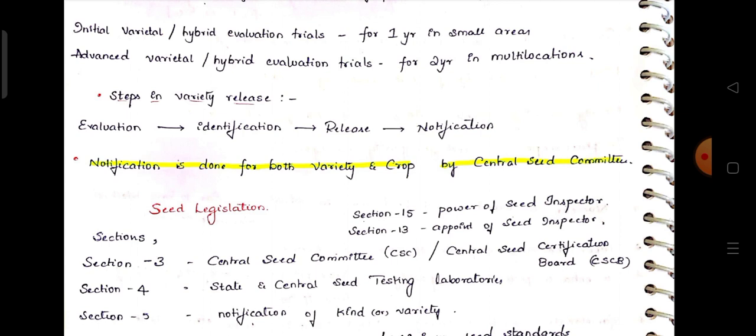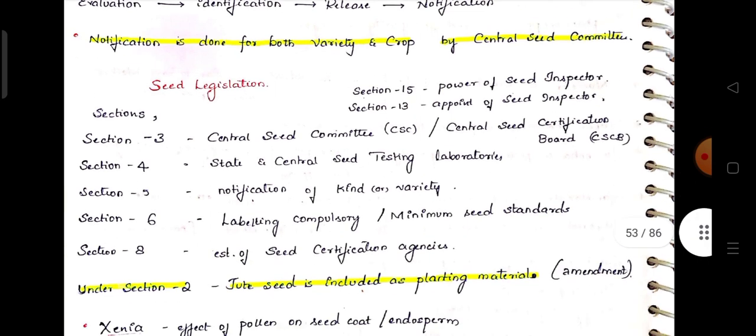Okay. Coming to seed legislation, again I am emphasizing on legislations. These sections are very much important. The first section is section 3, that is for Central Seed Committee or Central Seed Certification Board. Central Seed Certification Board, that is CSCB, also comes under this section. Section 4 is central and state seed testing laboratories. Means these sections talk about the establishment and functioning of particular committees. Okay.